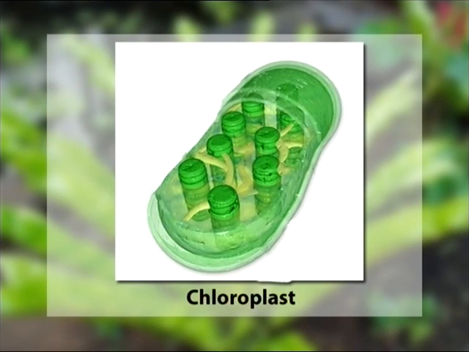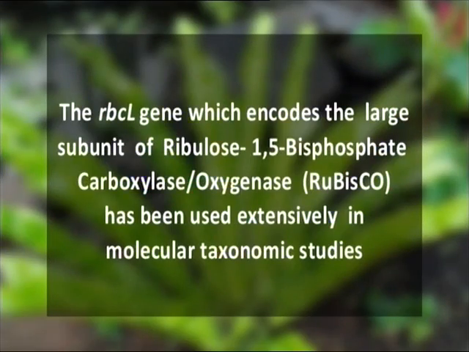Chloroplast DNA has found wider applications in molecular taxonomic studies. The rbcL gene, which encodes the large subunit of ribulose 1,5-bisphosphate carboxylase oxygenase, that's RuBisCO, a very vital enzyme in photosynthesis, has been used extensively in molecular taxonomic studies. The study of nuclear DNA has traditionally involved ribosomal DNA because it has high copy number. So this was about the source of molecular characters.